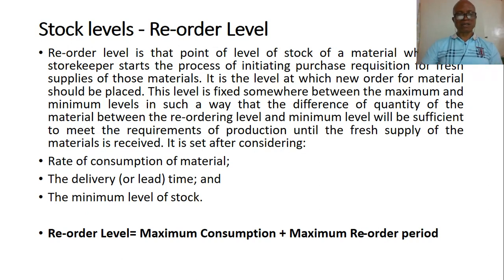What are the determining factors here? Number one is the rate of consumption of materials. Number two, the delivery or lead time. Number three, the minimum level of stock. These are the factors we consider when we talk about stock level. Let's look at the formula for calculating the reorder level. The reorder level equals maximum consumption multiplied by maximum reorder period.